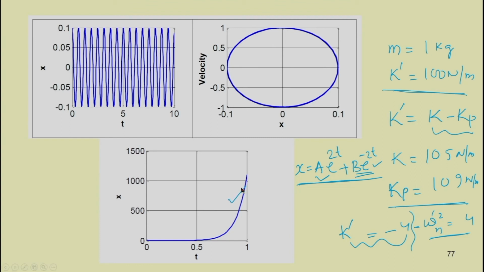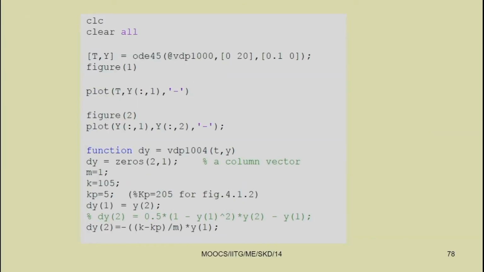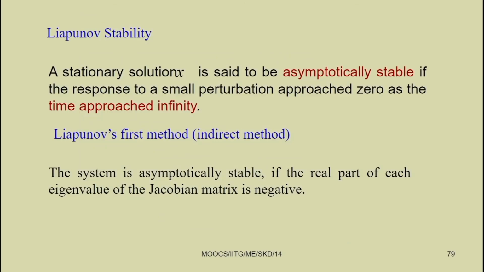So, the response amplitude becomes unstable. If the response amplitude becomes unstable, then the system is unstable, but if we are getting a bounded solution, then we are having a stable response. You can write a small MATLAB code for finding the solution.